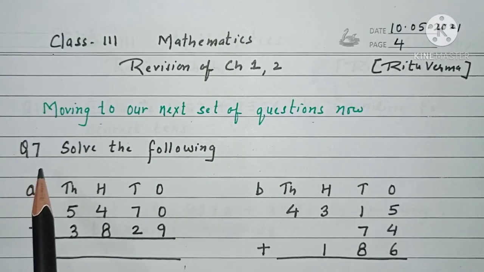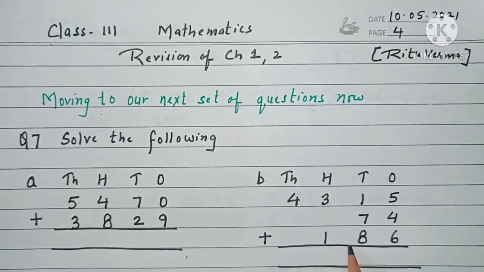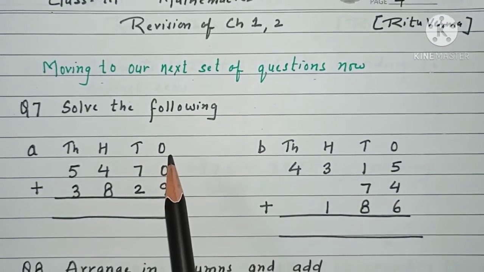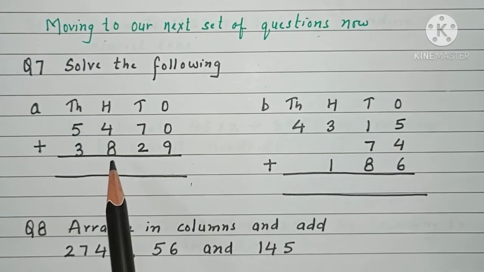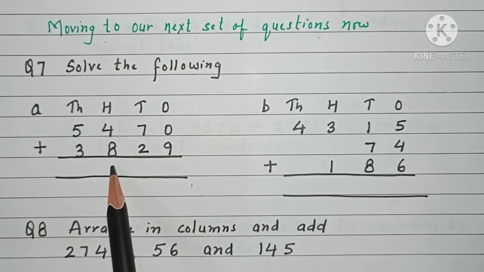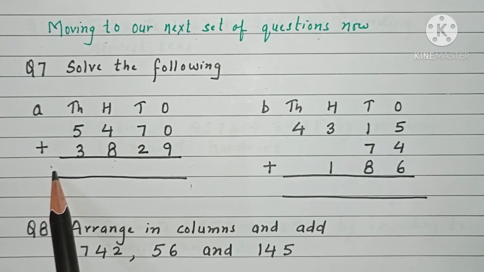So in question number 7, what we need to do, we have to solve these two addition sums. So first of all, column wise addition is to be done, and wherever in a column the number is more than 9, then the carryover will be followed. So please take proper care while doing the carryover.